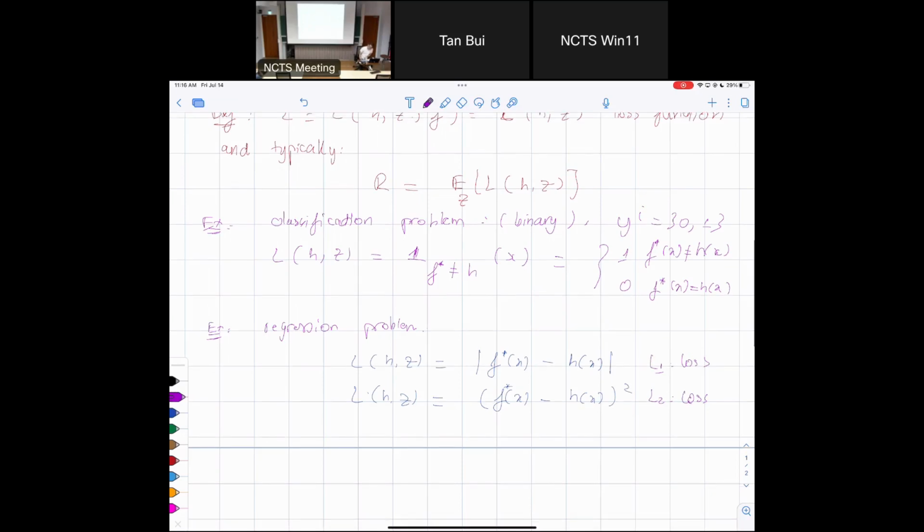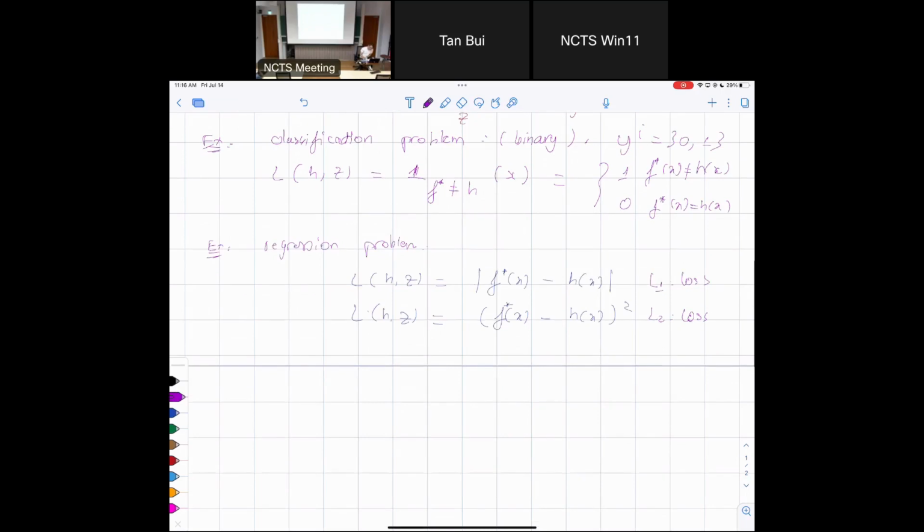Okay. So our task, the definitions of what they also call the generalization error. Generalization error.